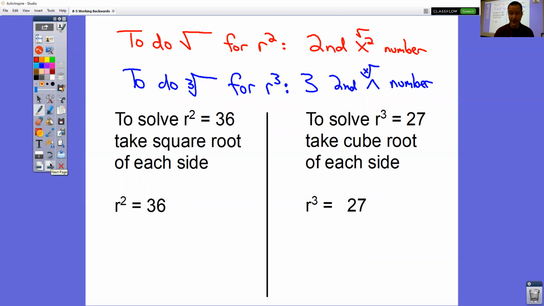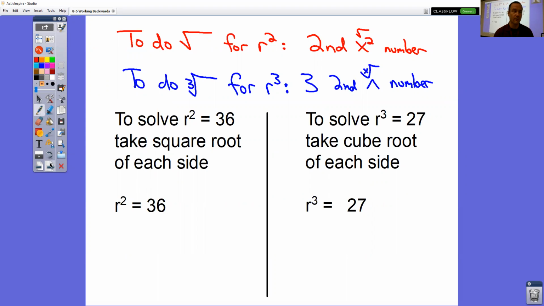Now, you're going to be doing some things on the calculator today that you've never done before. You are going to be taking the square root of a number, and you are going to be taking the cube root of a number. Why we have to do that is because the opposite of squaring a number is to take the square root of a number. The opposite of cubing a number is to take the cube root of a number.